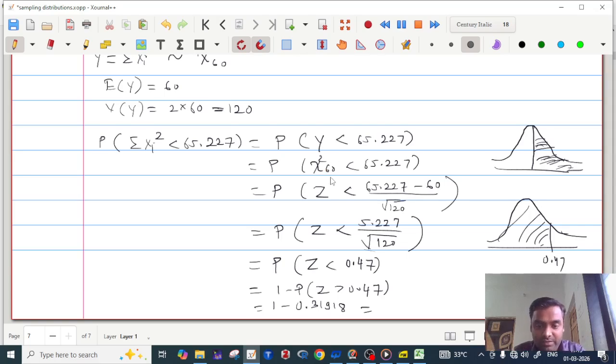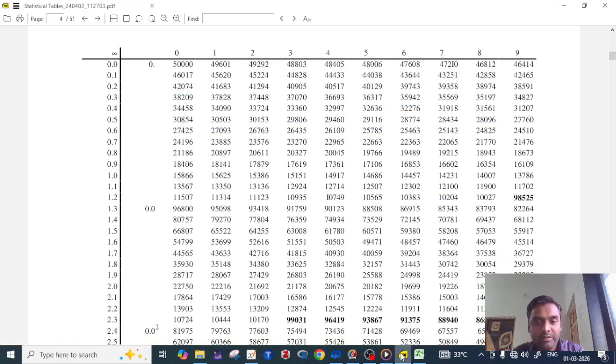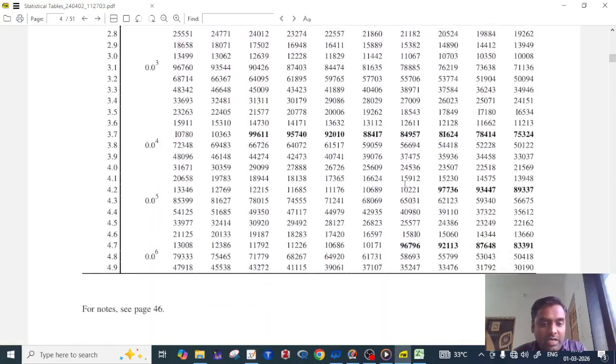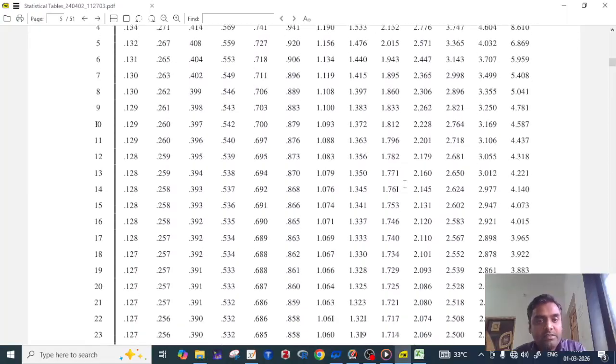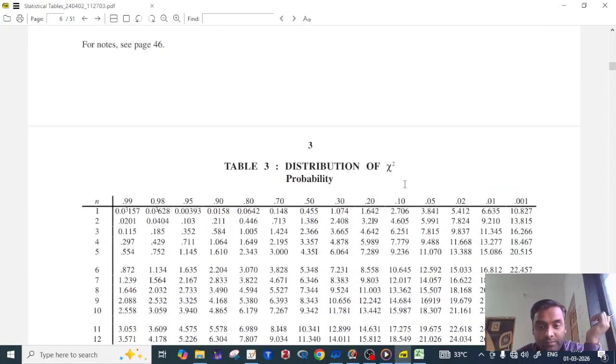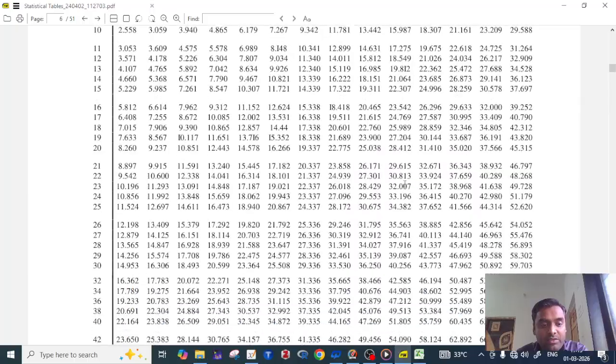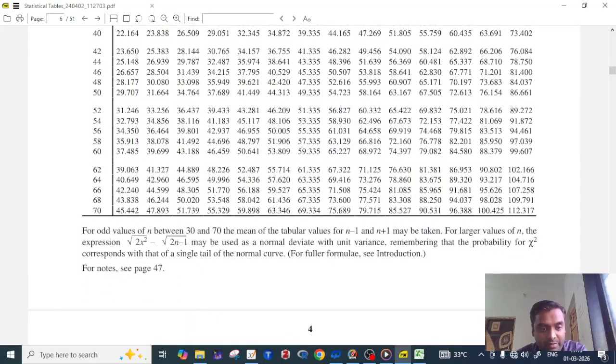In the statistical table, the chi-square values are available up to n equal to 70. For odd values of n between 30 and 70, the mean of tabular values may be taken. For larger values of n, this expression is used.